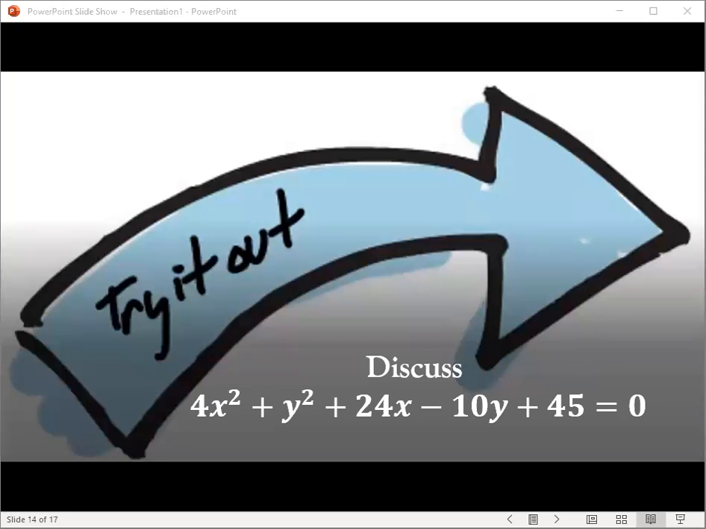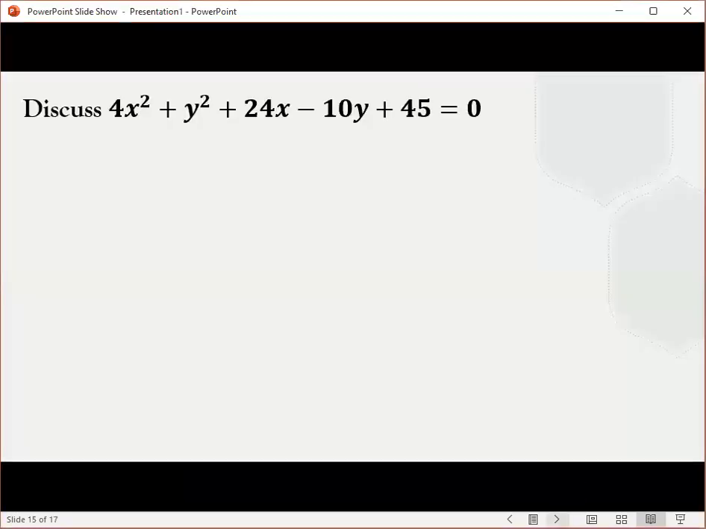Okay, so again, the first thing that we need to do is to convert the general equation into its standard form. So here, the first thing that we need to do is to group our terms having the same variables. So 4x squared plus 24x plus the quantity of y squared minus 10y. This is equal to negative 45.